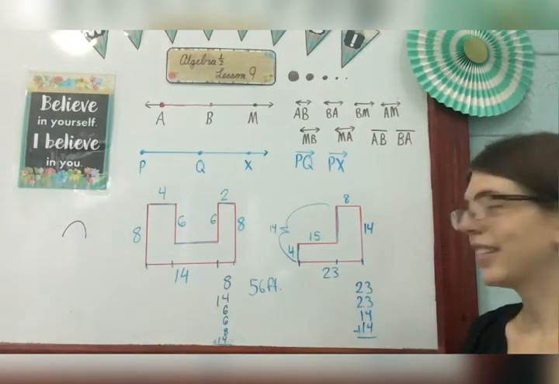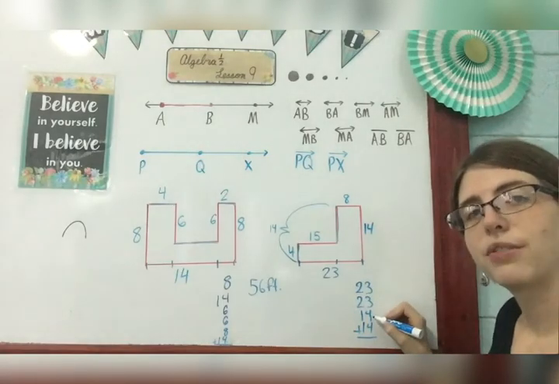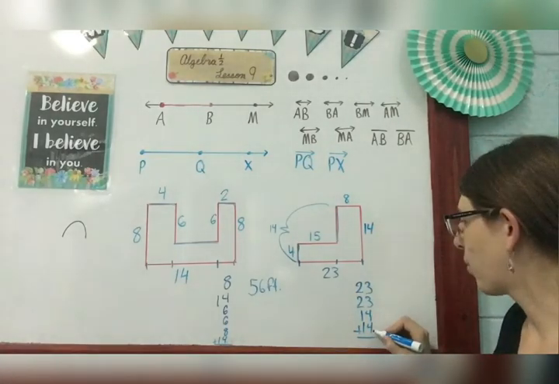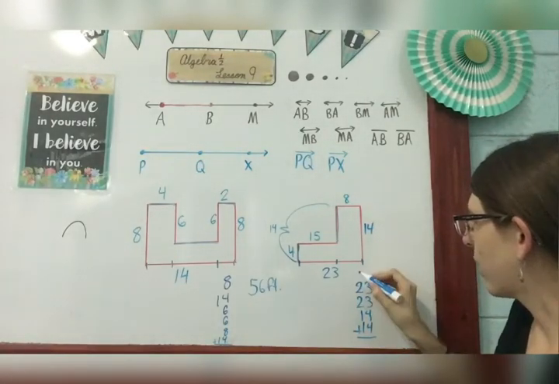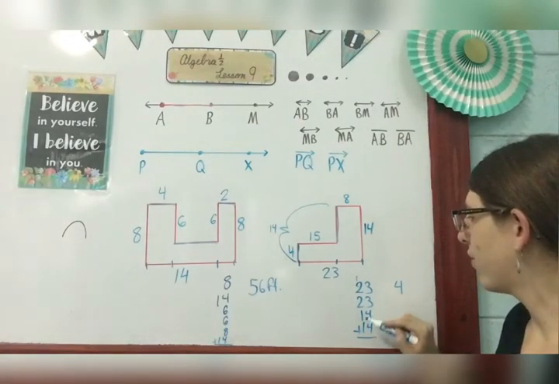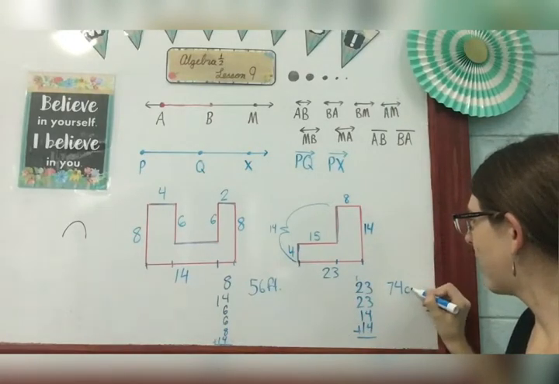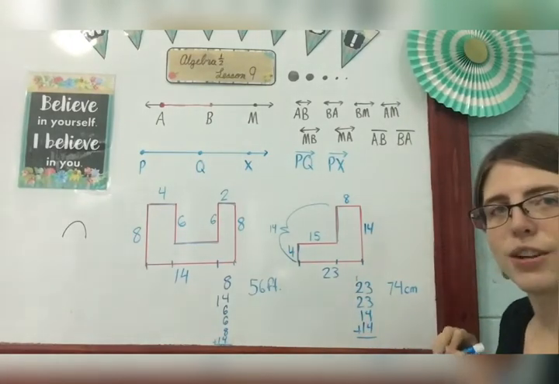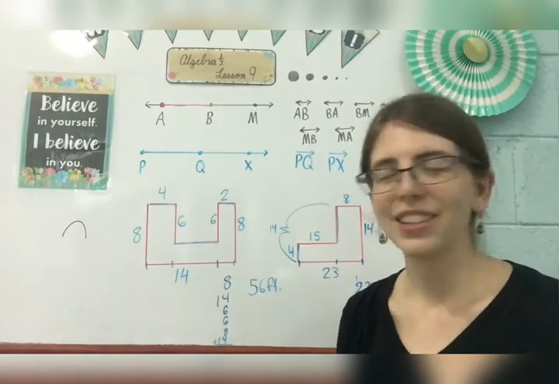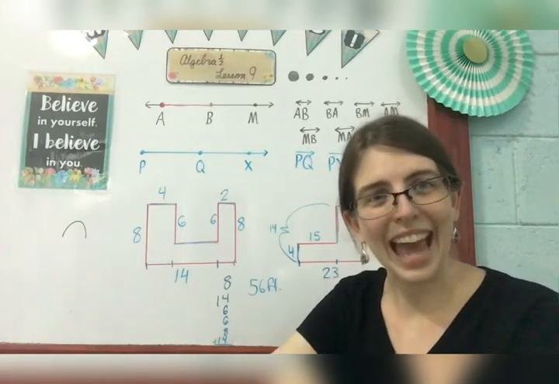And add that together. So I would get 3 plus 3 is 6, plus 4 is 10, plus 4 again is 14. Carry my 1. 1 plus 2 is 3, plus 2 is 5, plus 1 is 6, plus 1 is 7. So I have a total of 74 centimeters for my perimeter. So that's how you find perimeter. Let me know if you have any questions. That's the end of this lesson.